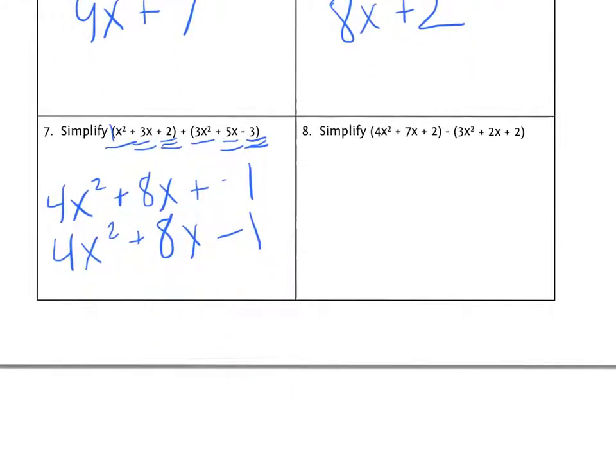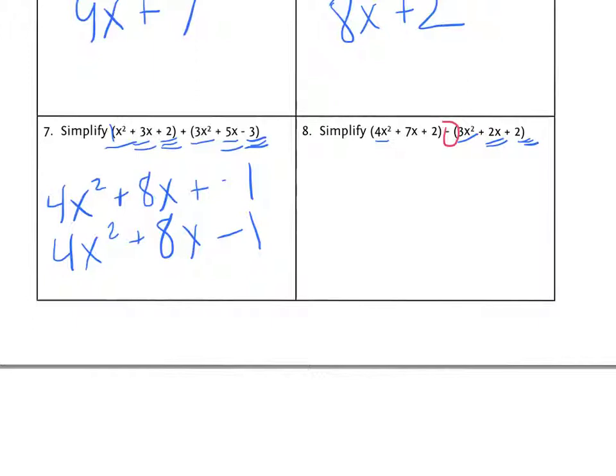Same thing for number 8. We've got 4x squared. Now this gets a little bit trickier here. This minus in front of the parentheses means that we are subtracting not just the 3x squared, but also subtracting the 2x and subtracting the 2. We've got to keep that in mind for this negative sign. It distributes to every term inside the parentheses.